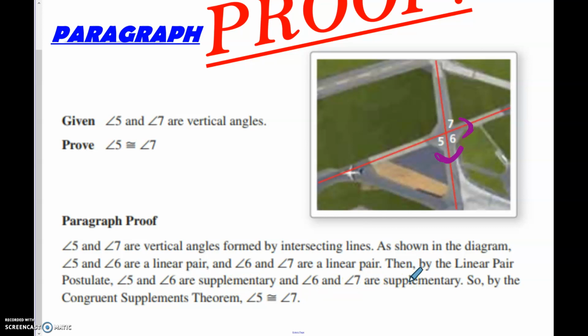Then we also had a theorem in there that says something about if they are supplementary to the same angle, then these angles must be congruent. So 5 and 6 are supplementary, 6 and 7, then because they're both supplementary to 6, the conclusion is that 5 is congruent to 7. So you don't have to put all those extra words in there, but just explaining it. So this is what a paragraph does, it kind of gives the reason and the statement all in the same one.